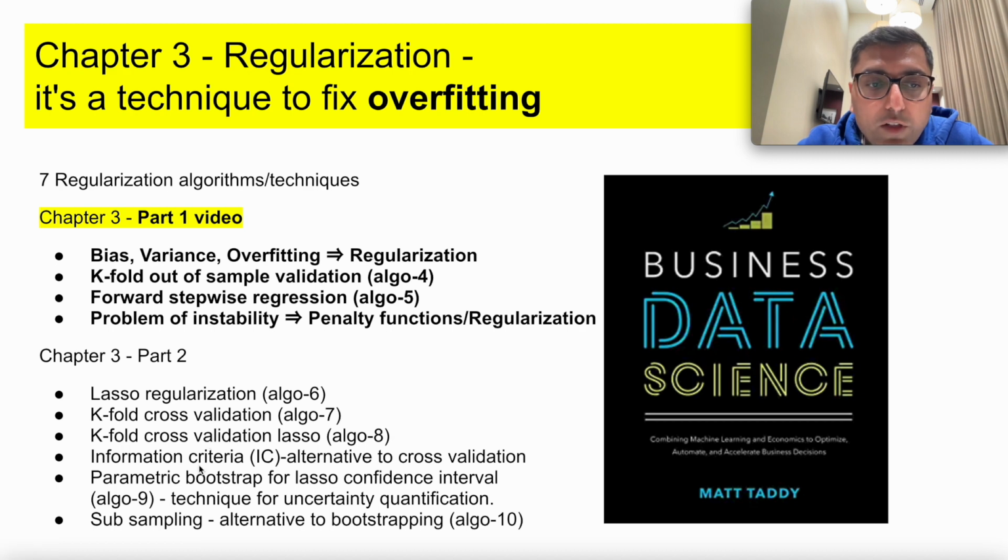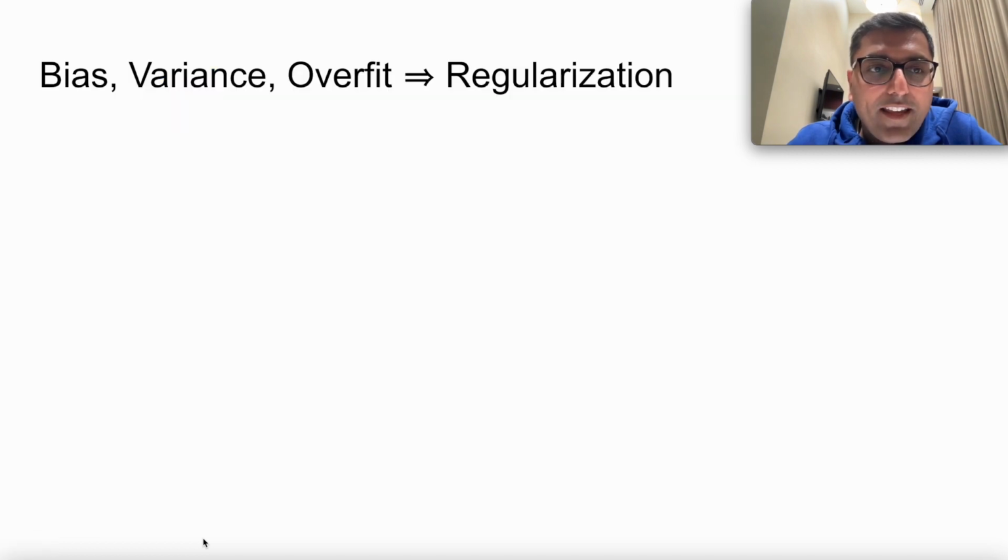Lasso, k-fold cross-validation with lasso, the concept of information criteria. We'll talk about AIC, BIC, and the 9th algorithm, parametric bootstrap, and lasso confidence interval, and subsampling, the 10th one. So let's get into chapter 3, part 1, right? Bias, variance, overfitting, regularization. These are all related concepts. So let's get into it.